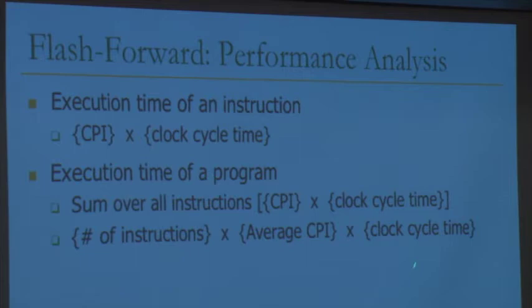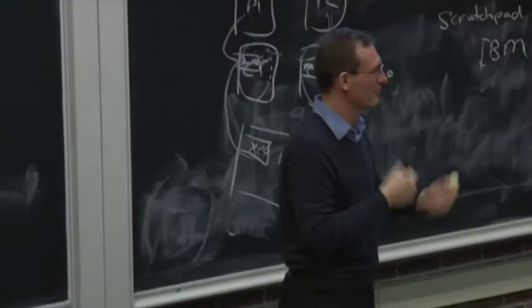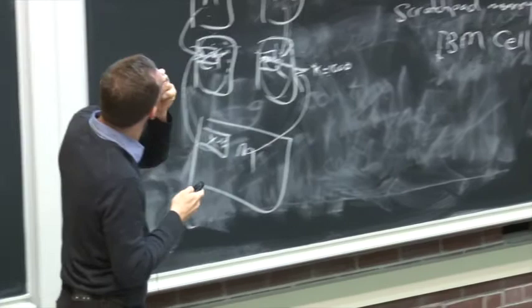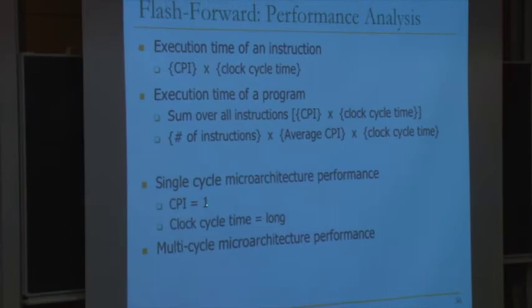In a sense, there is no free lunch. You're trying to optimize these things, and they interact in different ways. When one is going up, the other is going down, depending on the choices you make in the ISA and the microarchitecture. Okay, single-cycle microarchitecture performance and multi-cycle performance, I've already told you this.